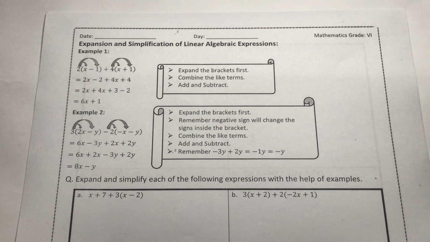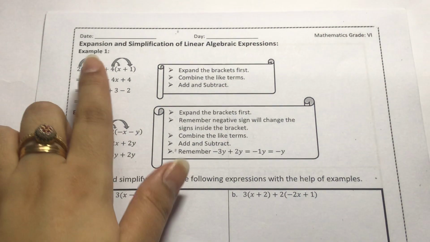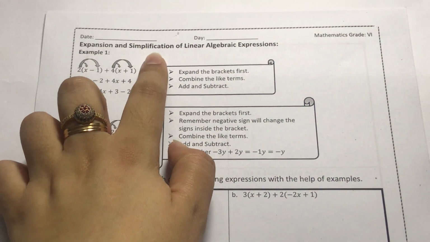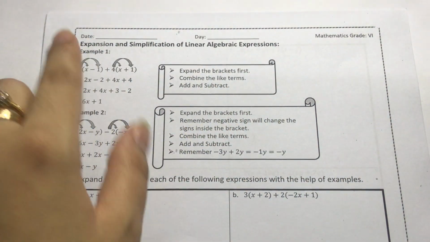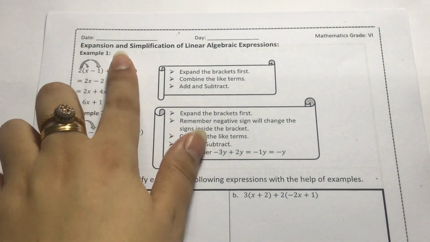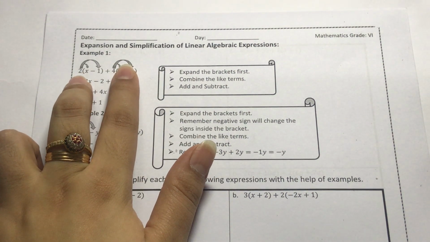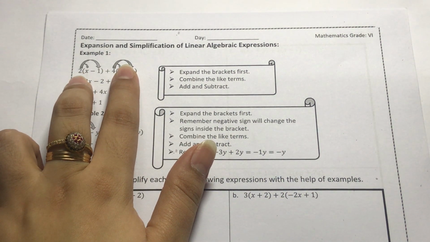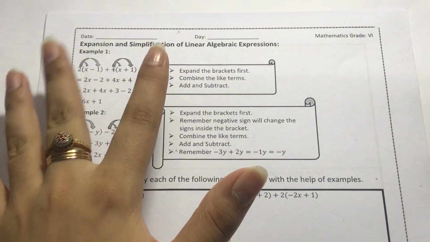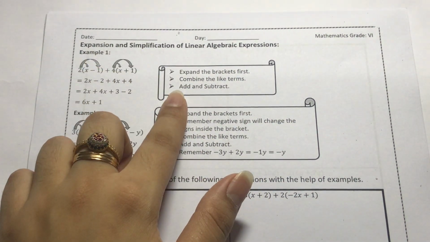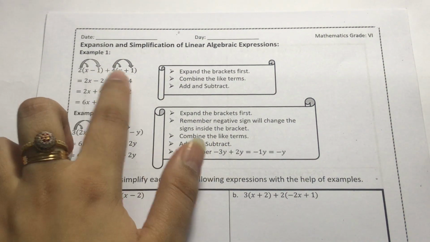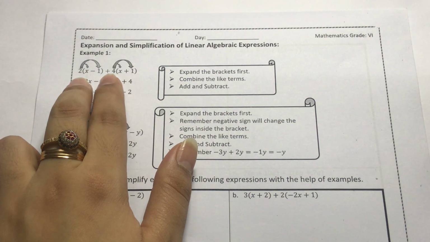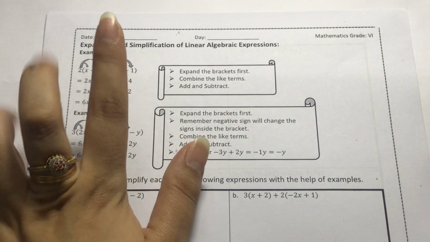Open your booklets first and then understand the topic. Okay, the topic is expansion and simplification of linear algebraic expressions. Students, in the previous lesson we have learned what to do if there is a multiple outside of the bracket. Now this is the same procedure, but in the previous lesson we had just one multiple with one algebraic expression. Here we have two algebraic expressions with two multiples and we have their sum, right?